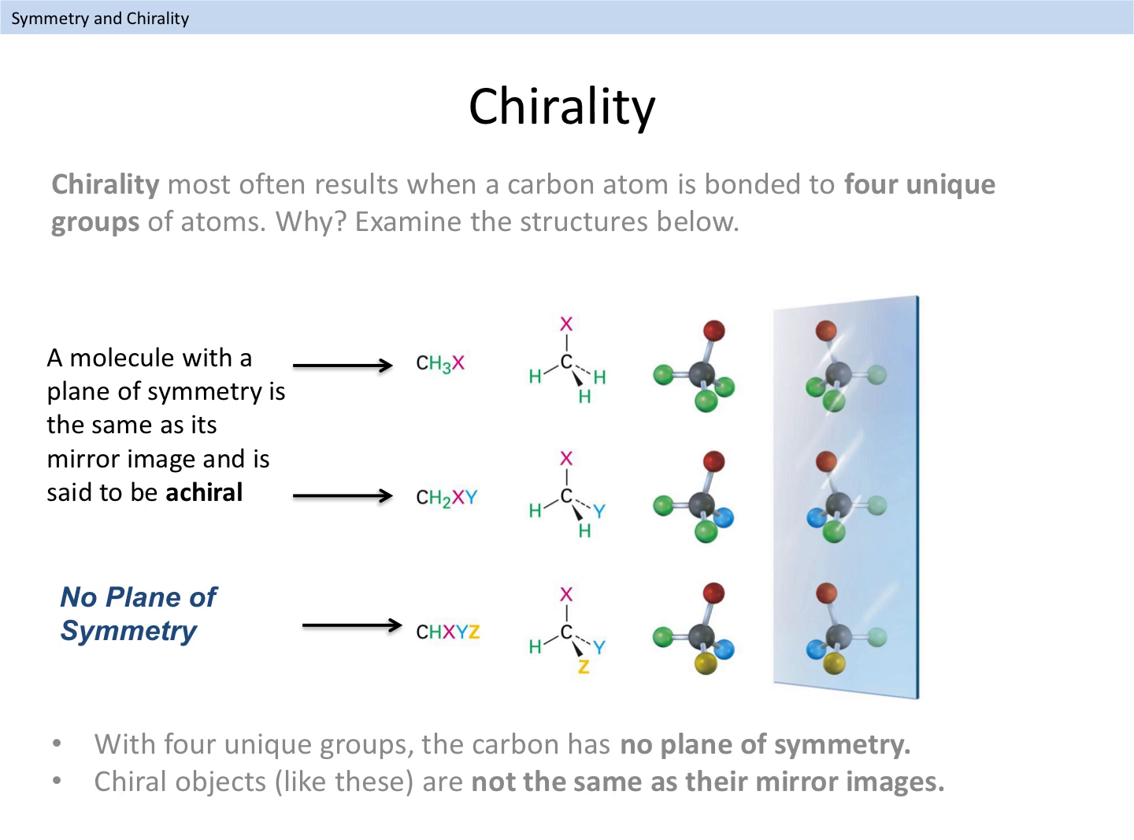Chirality most often results when a carbon atom is bonded to 4 unique groups of atoms. But why does this cause chirality? To understand this, let's examine the structures shown on the slide and discuss the concept of a plane of symmetry. A plane of symmetry is an imaginary plane that divides a molecule into 2 equal halves that are mirror images of each other. If a molecule has such a plane, it is considered achiral because it can be superimposed on its mirror image. Let's look at some examples shown below.